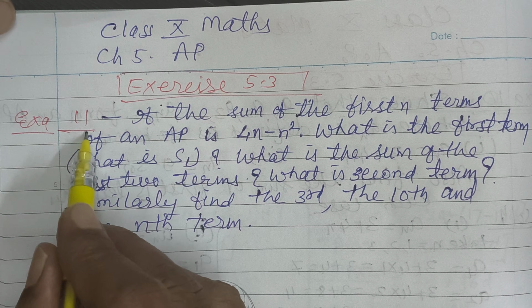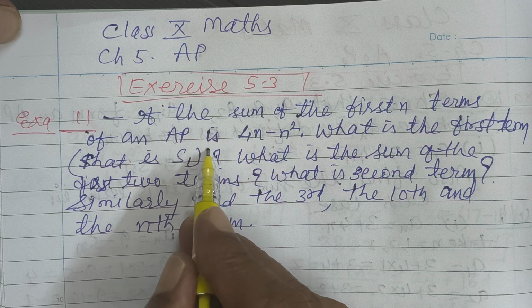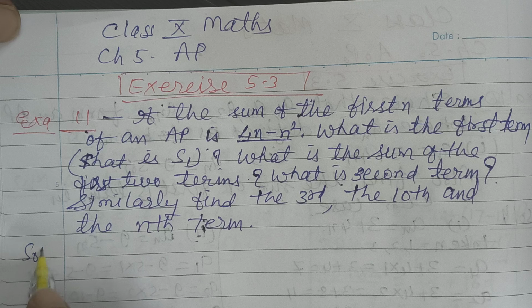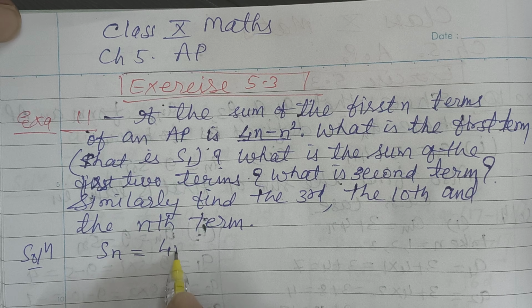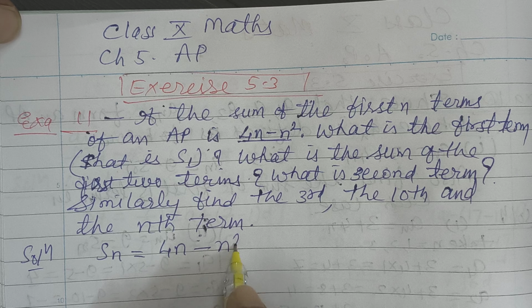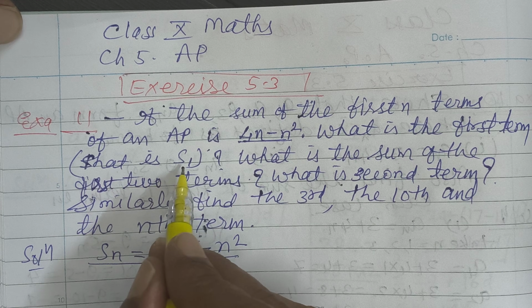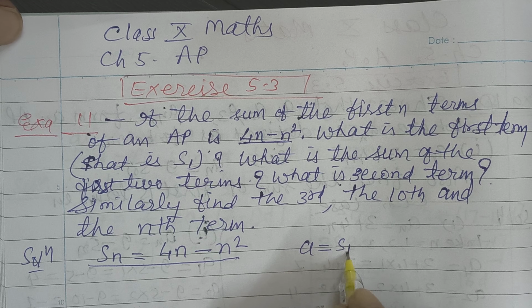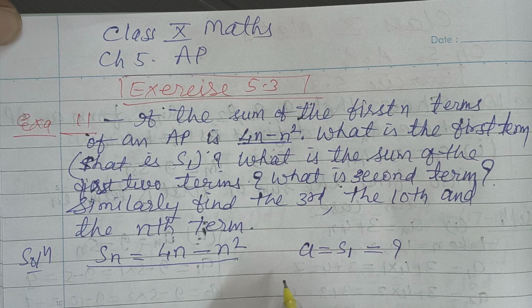Exercise 5.3, 11th example. If the sum of the first n terms of an AP is 4n minus n square. So in the solution, first we will write the sum of n terms is equal to 4n minus n square. This is the sum. What is the first term? That is S1. So A is equal to S1, and this we have to find out. What is the first term?